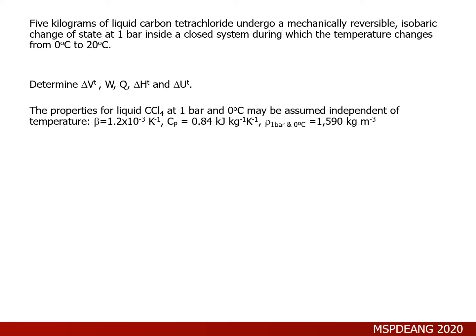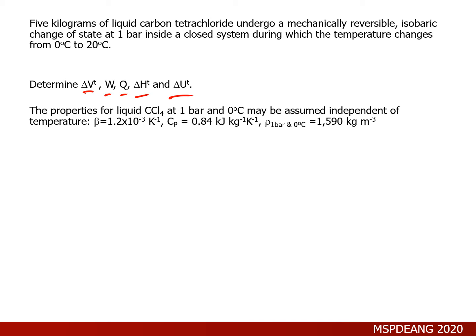Okay, so next up, we now have a liquid system. So we have 5 kilograms of liquid carbon tetrachloride, which undergoes a mechanically reversible isobaric change of state at 1 bar inside a closed system, during which the temperature changes from 0 degrees Celsius to 20 degrees Celsius. Given this, let us determine the total change in volume, okay, the work, Q, delta H, and delta U of the whole process. Now for this, we can assume that the properties of liquid CCl4 at 1 bar and 0 degrees Celsius are independent of temperature.